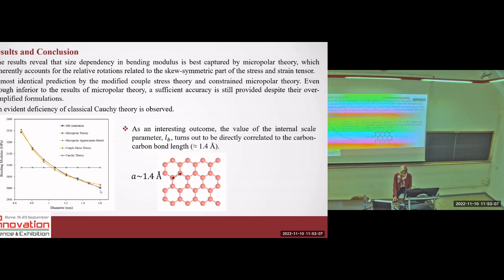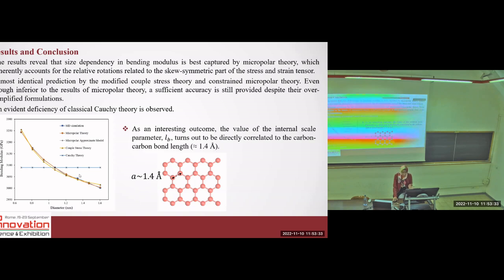Yes, the fact is that when you increase the diameter, the question was that this is Cauchy theory, this is micropolar theory, and we say that in larger scales, when the diameter increases and the outer scale is not anymore comparable to the inner scale, it should become flat and approach Cauchy theory. But why in this case is it not approaching?